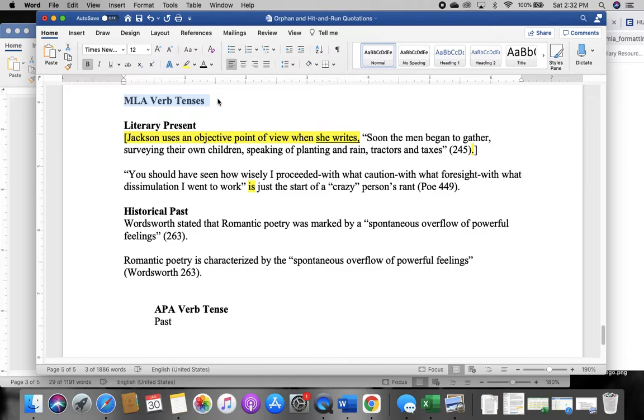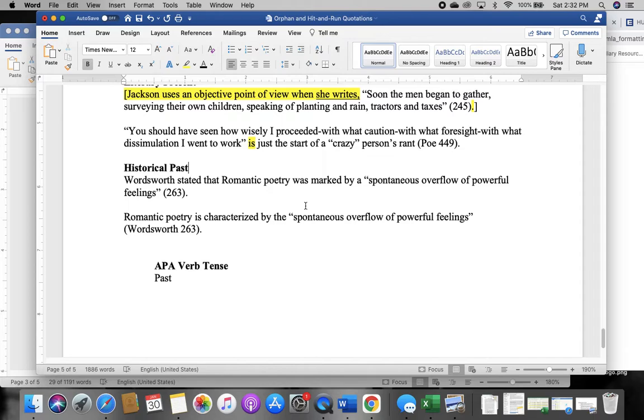We're writing specifically about literature, which are considered living documents. So when we're quoting the text, when we're talking about the text, the verbs have to be in present. So when do we use the historical past? We use historical past when we're not talking about the text, right? And MLA did me a nice job and gave me examples that were in the historical past.